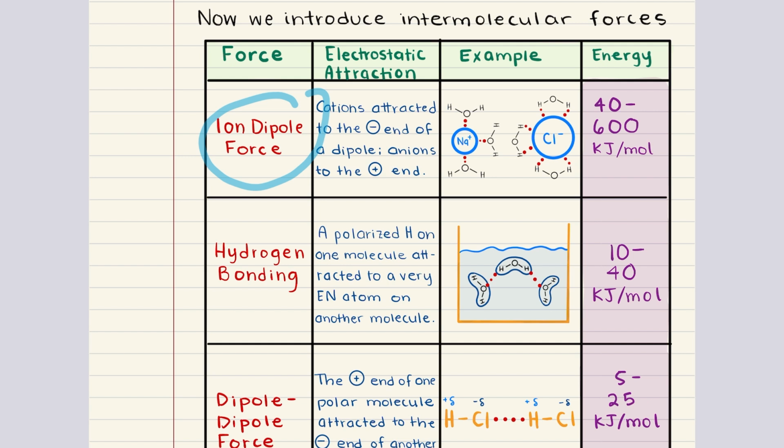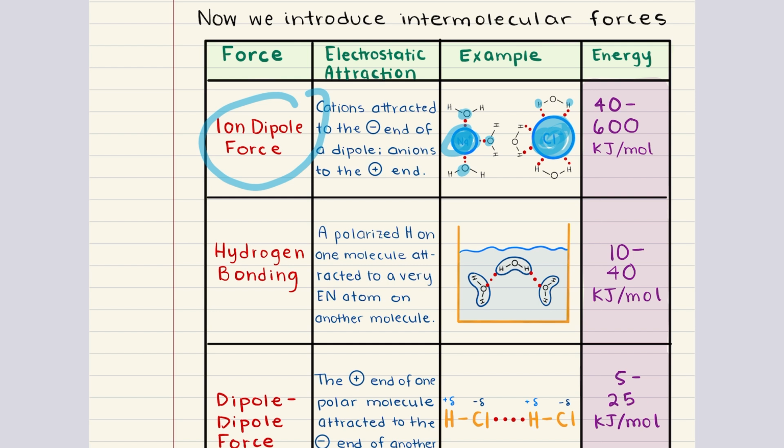For example, when table salt, sodium chloride, dissolves in water, the sodium ions are attracted to the partially negative oxygen atoms in the water molecules, while the chloride anion is going to be attracted to the partially positive hydrogen atoms. This interaction is strong because it involves a full ionic charge from the sodium cations or the chloride anions, for example, interacting with a partial charge. Here, in this case, it's water.